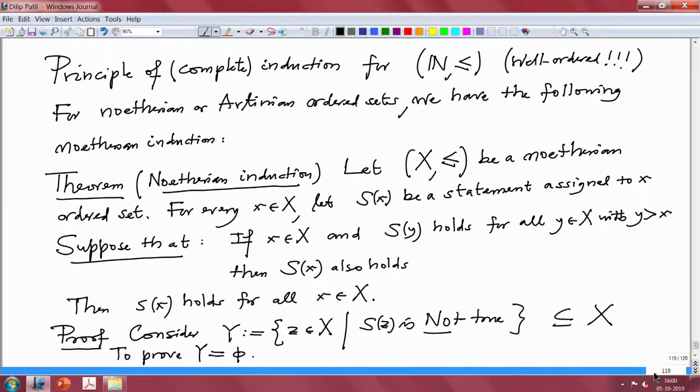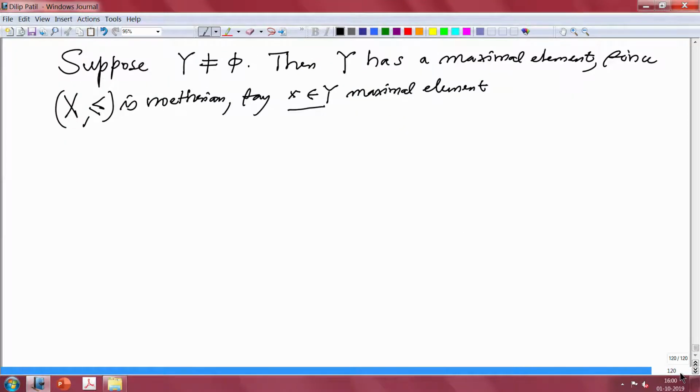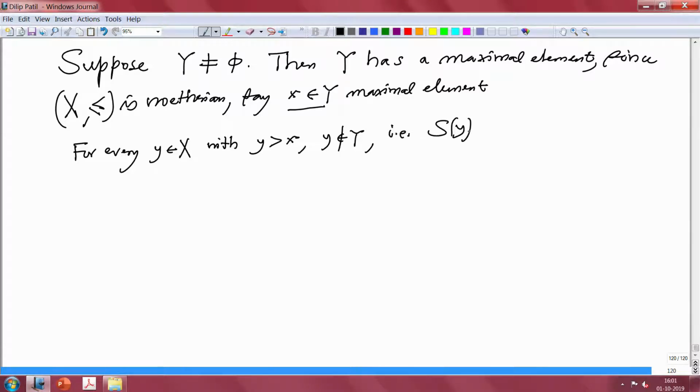Y is here: all z such that S of z is not true. So by definition, therefore, for every y in X with y bigger than x, this y will not belong to Y by definition, because x is a maximal element. But y does not belong to Y means, by definition of Y, Sy holds.